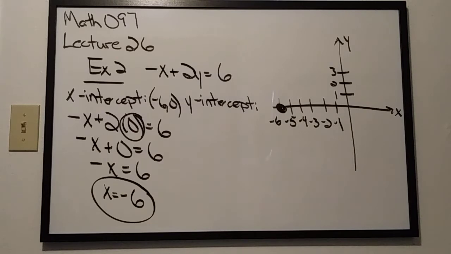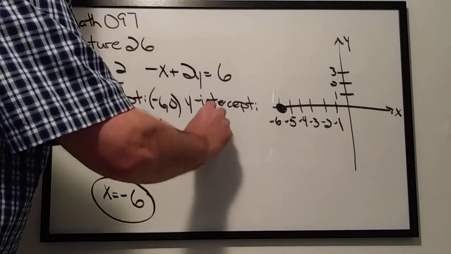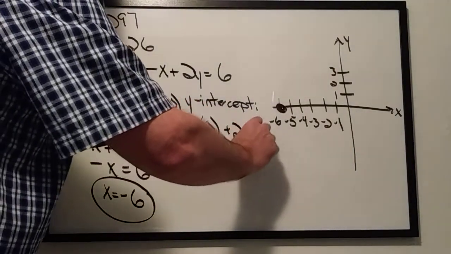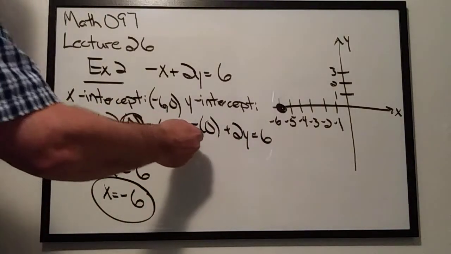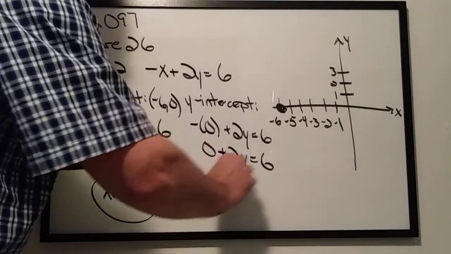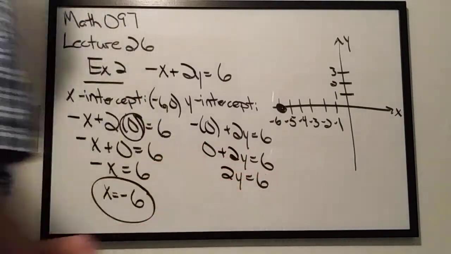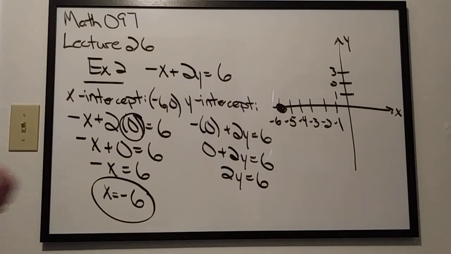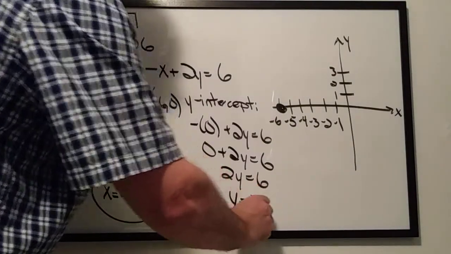Well, let's try the other one then, the y-intercept. Once again, the y-intercept is the place where we're crossing through the y-axis, and x is going to be 0. So I'm going to go back to my original equation, but this time, everywhere I see an x, I'm going to write a 0. So it's going to be negative 0 plus 2y is equal to 6. Well, negative 0, that's just 0. So we have 0 plus 2y. Add 0 to a 2y, we're going to have 2y. Now, 2y equals 6, divide both sides by 2, we get that y is equal to 3.